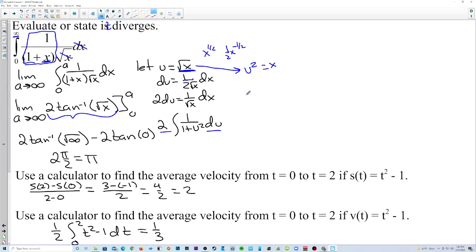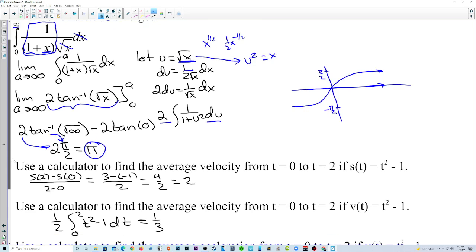This right here, remember the graph of inverse tangent. Let's take a look at that real quick. Here's pi over 2, and down here is negative pi over 2. And inverse tangent looks like that. So as x approaches infinity, inverse tangent is leveling out to pi over 2. That's why this piece becomes pi over 2, and then the 2 just kind of tags along. So the answer ends up being pi.